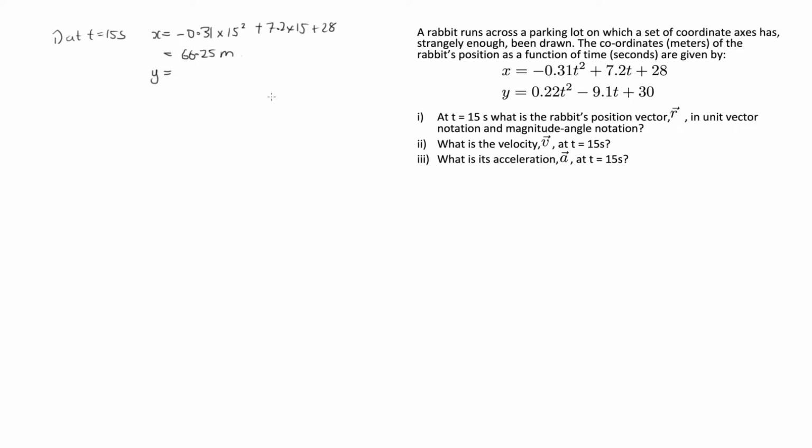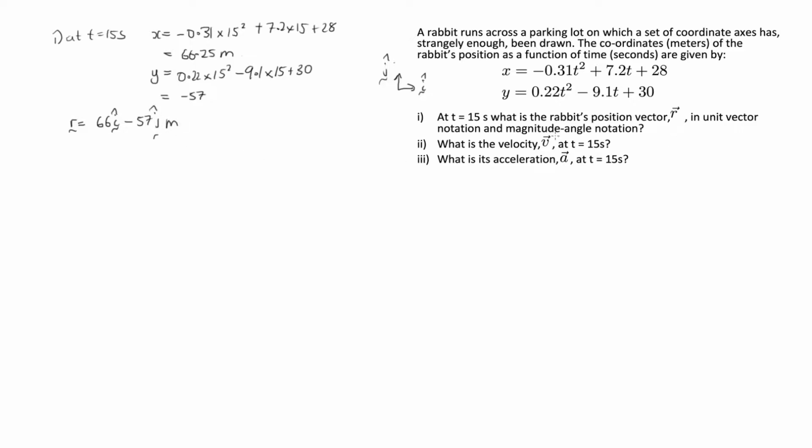And we do the same thing for y. So this is equal to 0.22 times 15 squared minus 9.1 times 15 plus 30. And evaluating this, we end up with minus 57. Now to represent it in unit vector notation, we take x as the i direction and y as the j direction. So r is equal to, now everything here is to two significant figures, so let's write this to two significant figures. So this is 66i minus 57j, and that's meters.